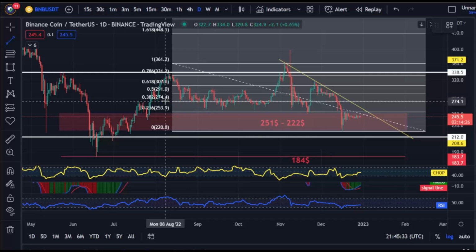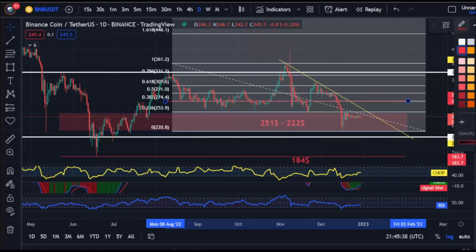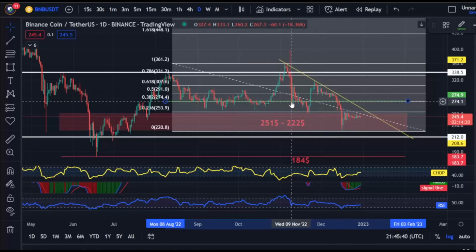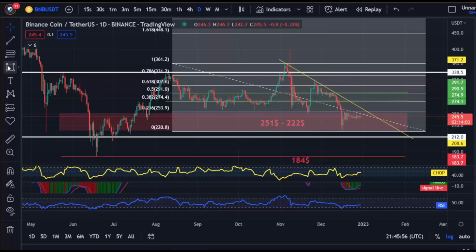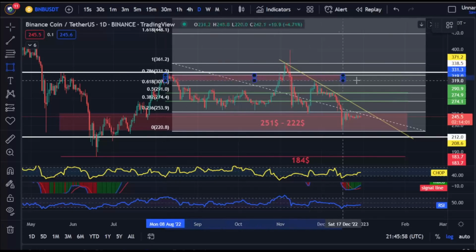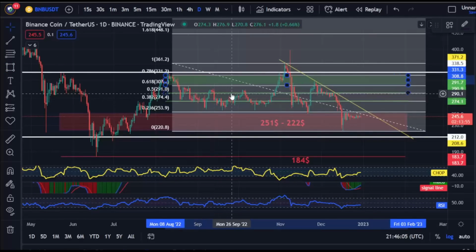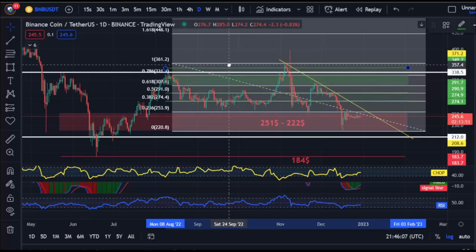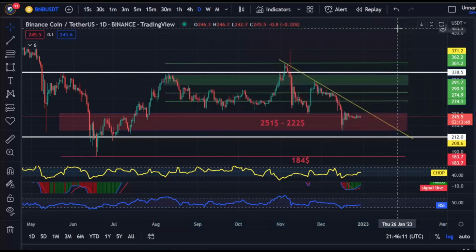However, if the downtrend ends and we see increases, the price will first encounter resistance at $274, then $291, then we have a strong resistance zone from $309 to $331, then resistance at $361, the location of the last high not taking into account the vertical candle.